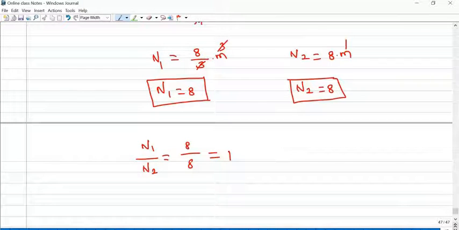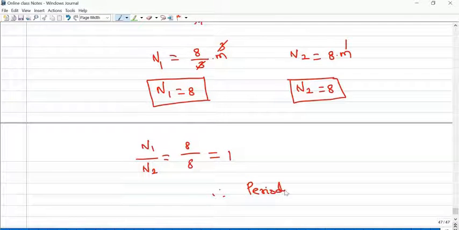Okay. So n1 to n2 ratio, there are no root terms or pi terms in the final answer. Therefore, the given signal is a periodic signal.